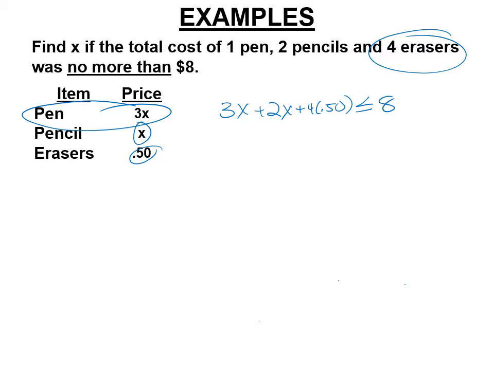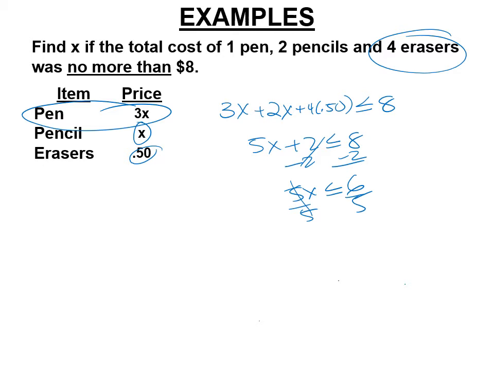It's not more. We're going to combine our like terms. 4 times 50 cents is $2. We have a two-step equation. 5x is less than or equal to 6. Divide both sides by 5. X is less than or equal to 6/5, which I'd be totally happy with.